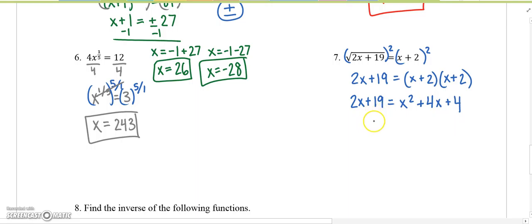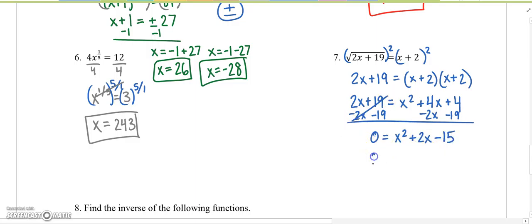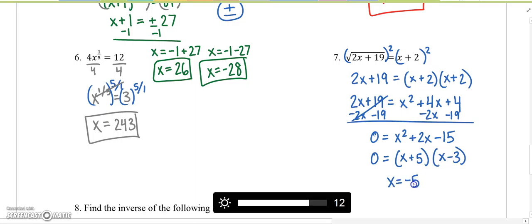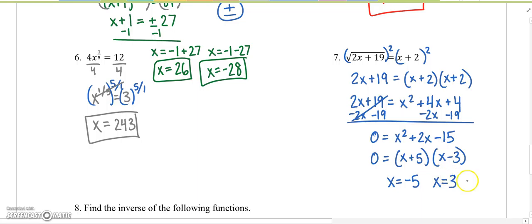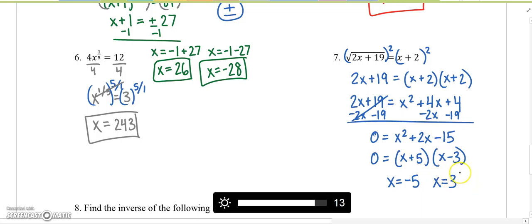And then from there we got to get it to equal 0. So subtract 2x and subtract 19. We end up with x squared plus 2x minus 15. And from there we've got to go through and factor it and then finish solving. I know I'm going a little fast, but if you have questions, just make a note in your notes, pause, make a note, and then make sure you ask in class.